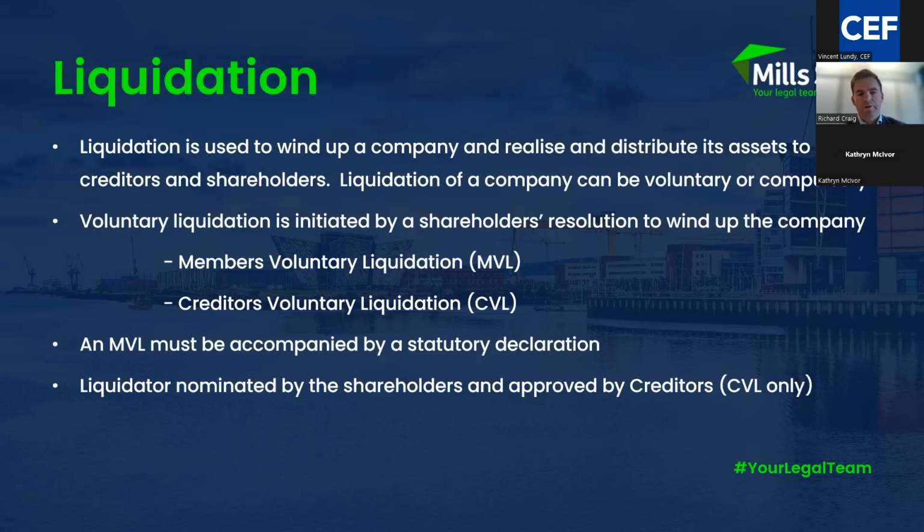An MVL must be accompanied by a statutory declaration. That declaration must say that the company is solvent and that it can pay all its creditors within 12 months. A liquidator is nominated by the shareholders and approved by creditors in the case of a CVL. So often, if a company is proposing a CVL, you as a creditor will be invited to come to that meeting and to support the appointment.